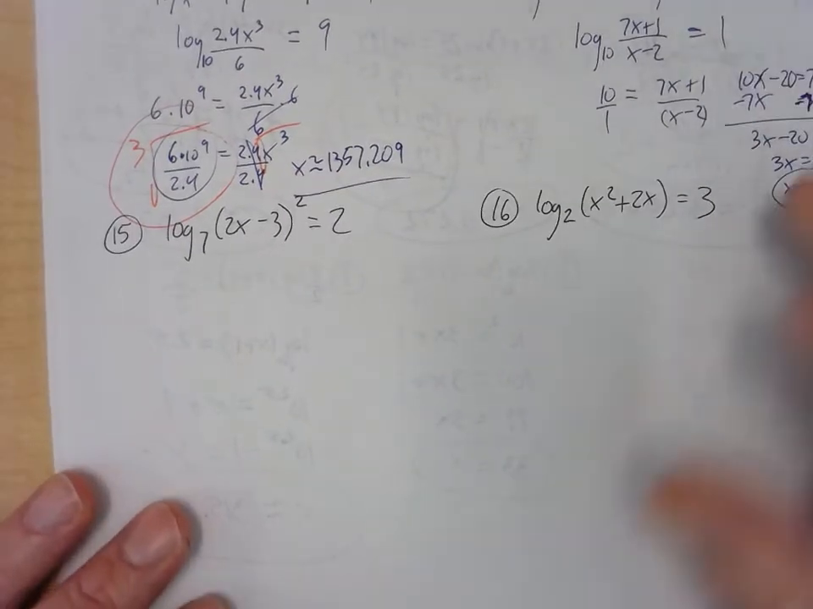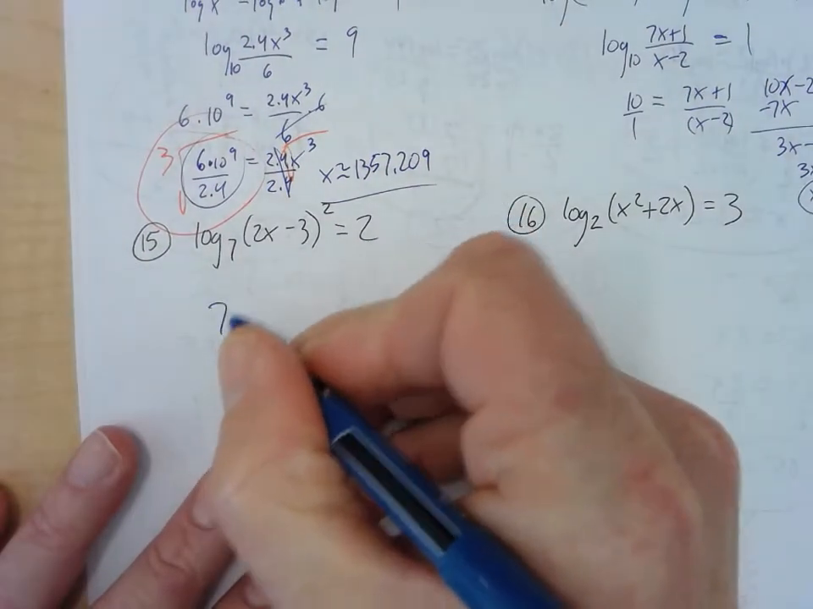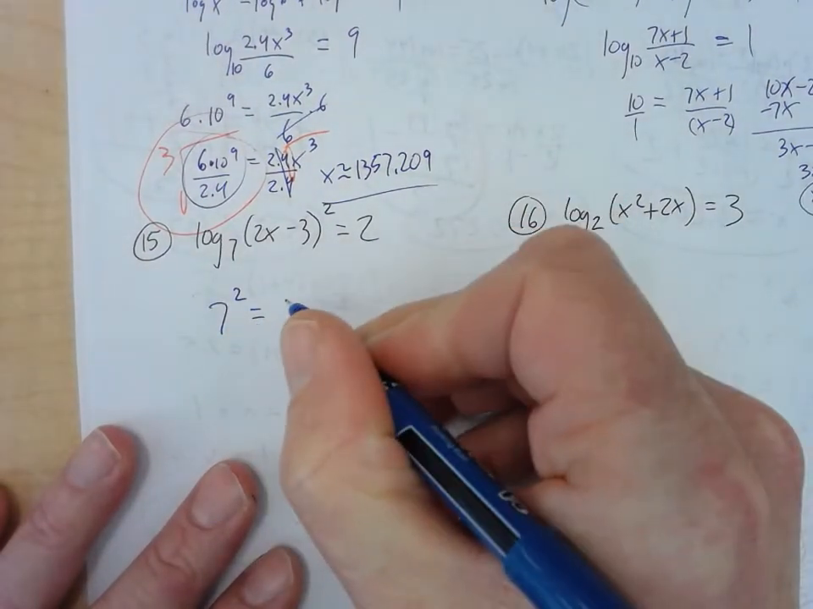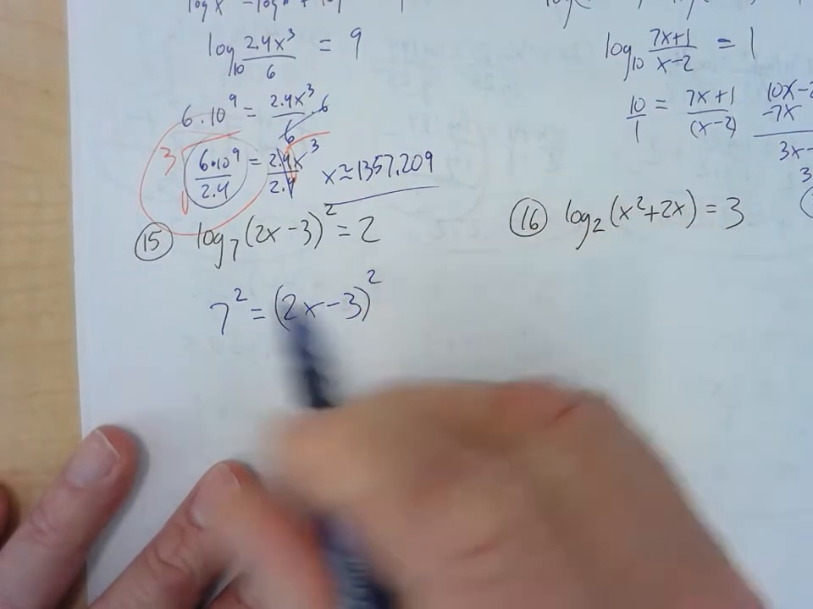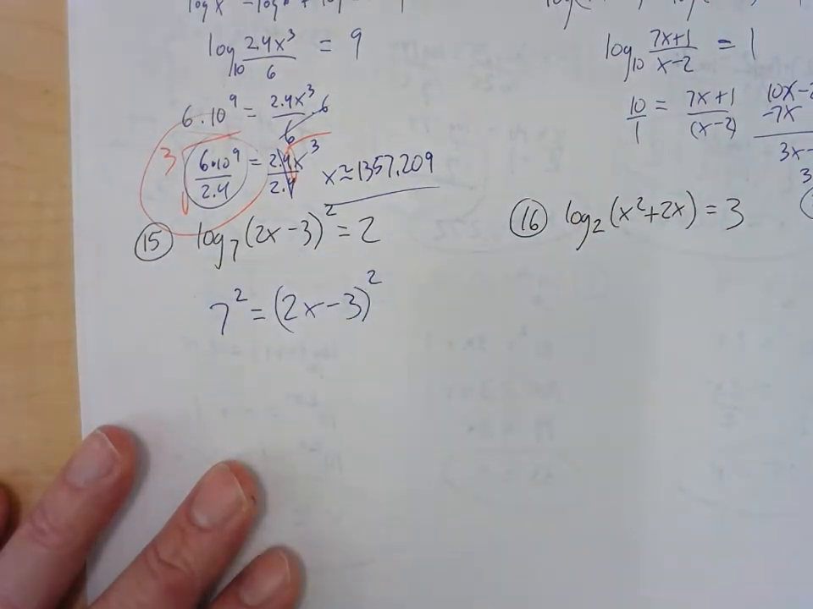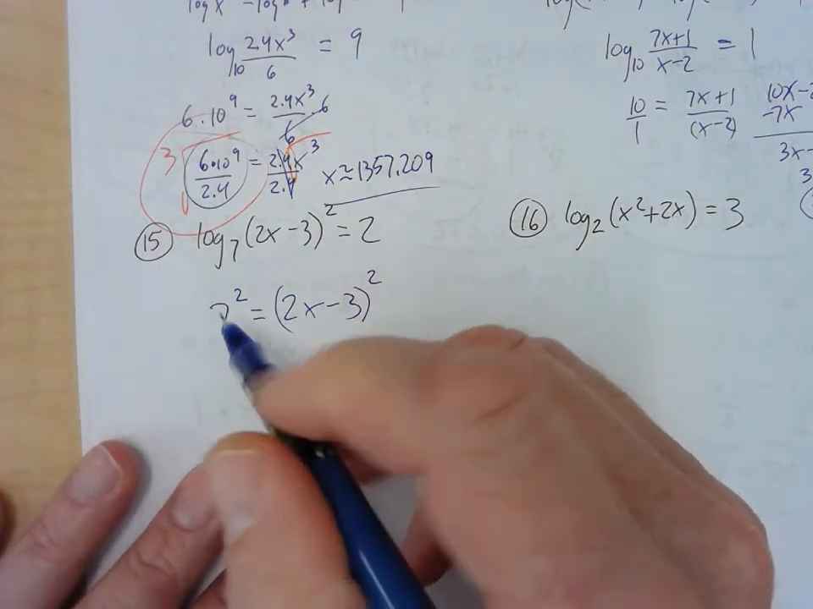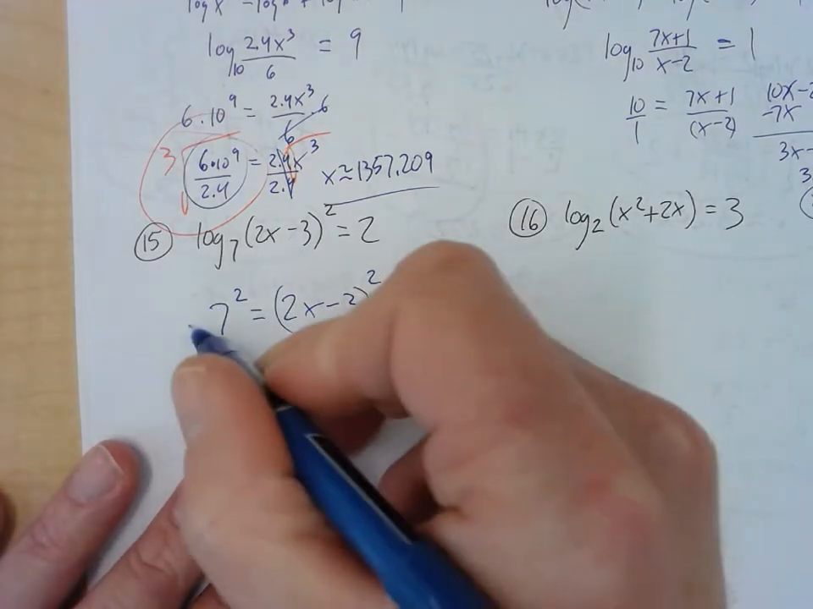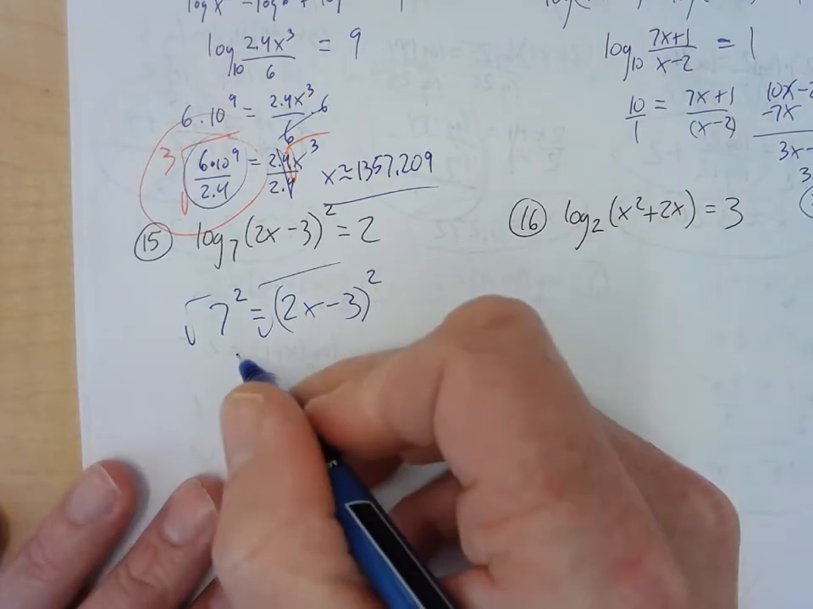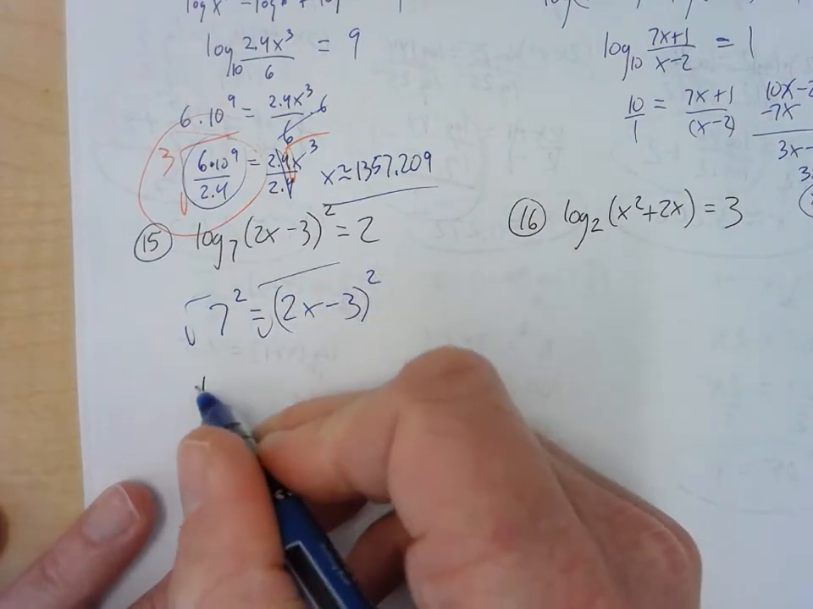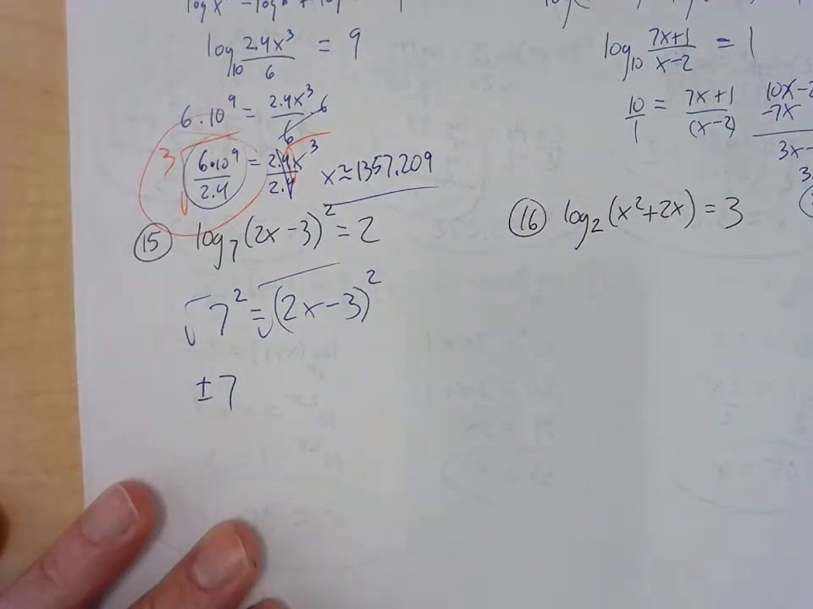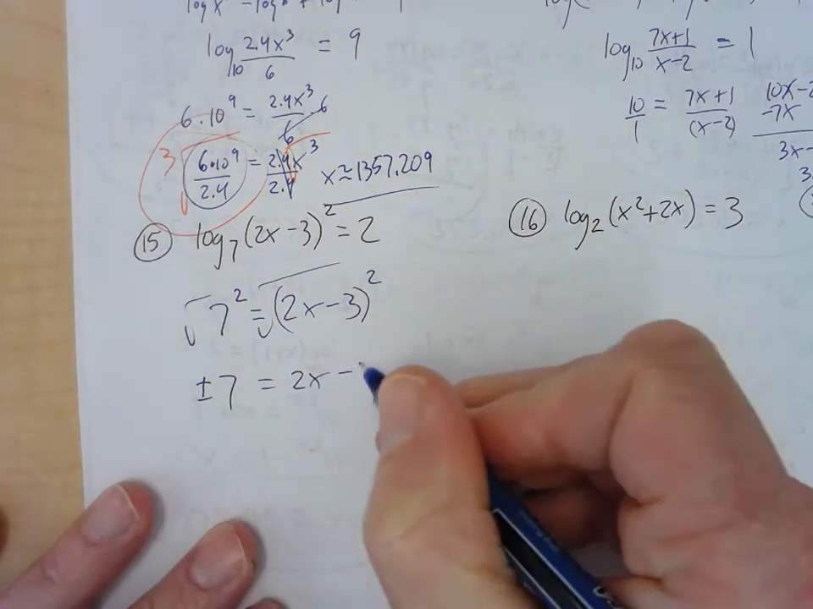Number 15 is 7 to the second power is equal to 2x minus 3 to the second power. So I went base, exponent, answer. To get rid of the second power, take the square root of each side, which when you take the square root of something squared, that's plus or minus, so it's plus or minus 7. It's not really 7, is equal to 2x minus 3.